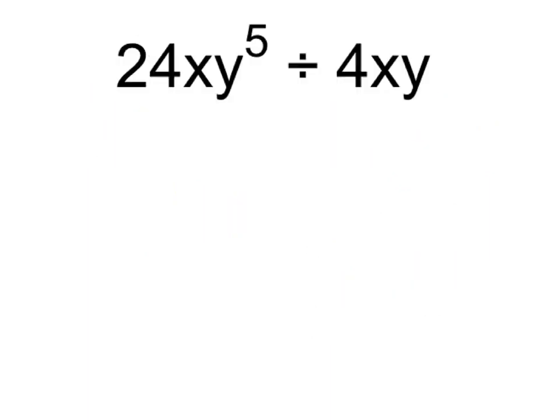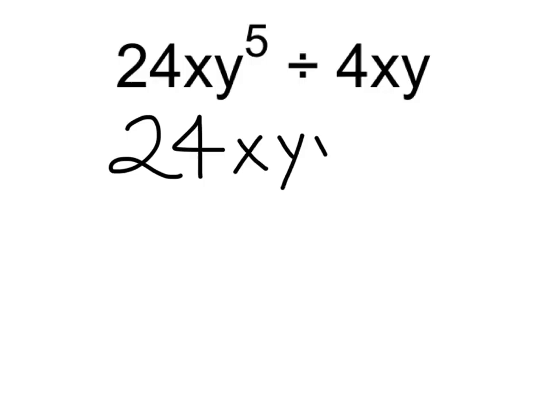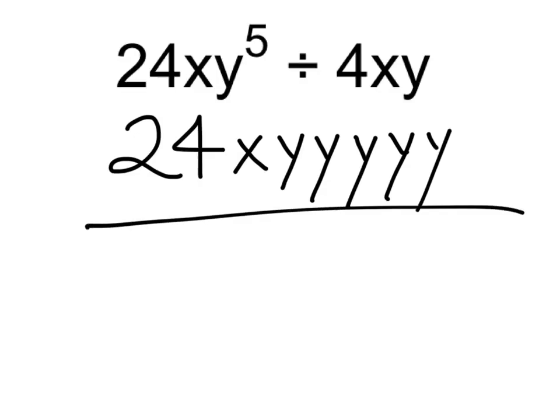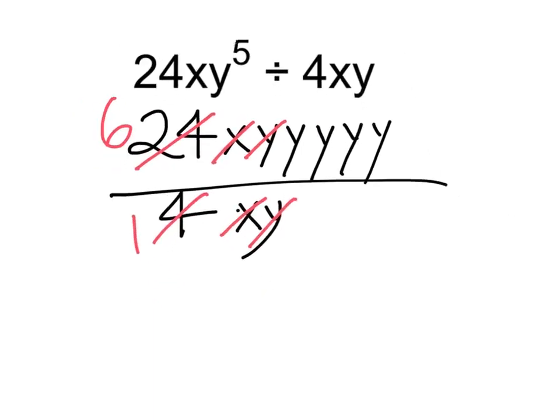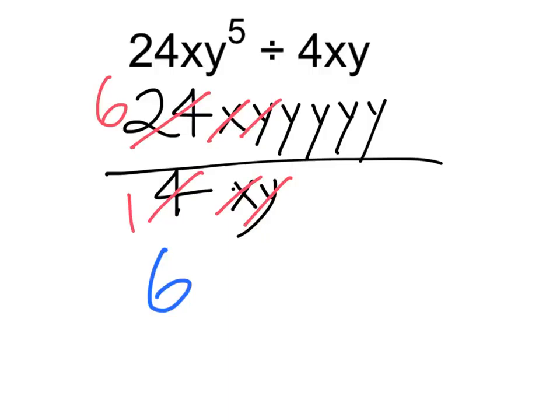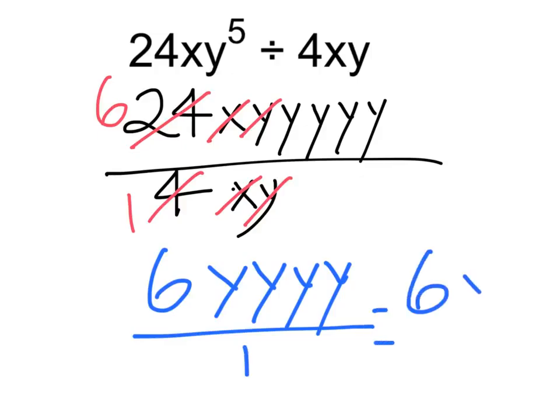Here we have 24xy to the 5th divided by 4xy. Let's rewrite this as a fraction, and I'm going to rewrite it as 24x and then 5 y's, 1, 2, 3, 4, 5, divided by 4xy. First thing we're going to do is divide the coefficients. And 24 divided by 4 is what? 6 over 1, or just 6. Let's cancel out the x's. And then let's cancel out the y's. We've got 1 on the bottom, so we can cancel out just 1 on the top. We're left with now how many? 1, 2, 3, 4 y's. So this reduces to 6 y y y y over 1, which we can simplify as 6y to the 4th. That's it. This is our answer. We are done.